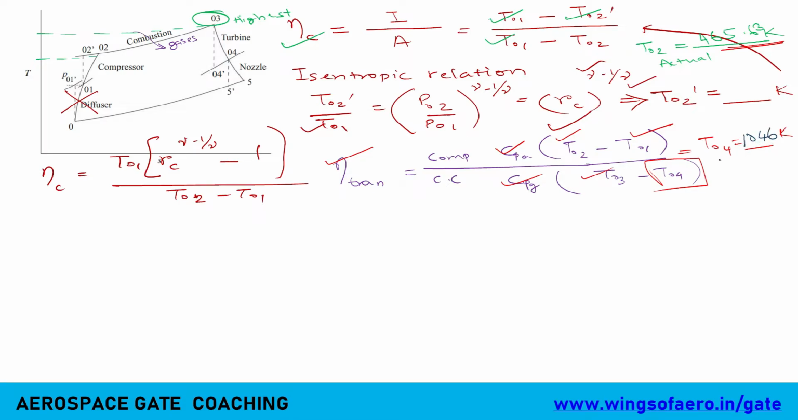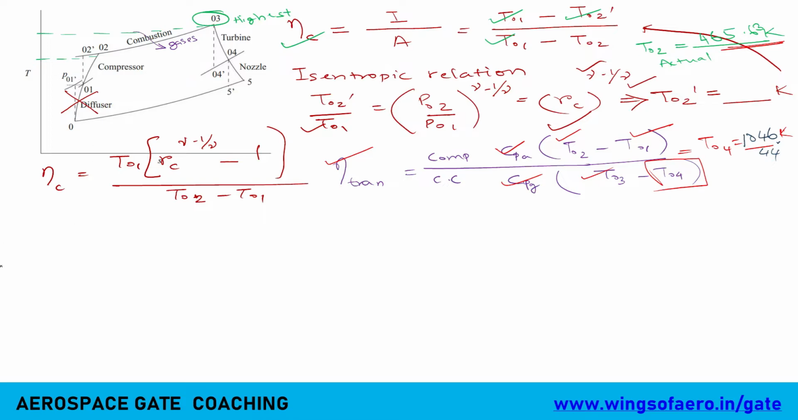Something like this. Yes, ma'am, 1046.44 Kelvin. Okay, 0.44, you're getting. Alright, so you're getting close to this answer. Now you got all the points here. What else have they given? Now you have reached the combustion, and now you have reached the point of the turbine as well.